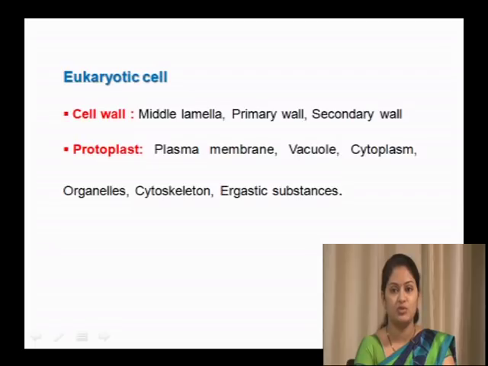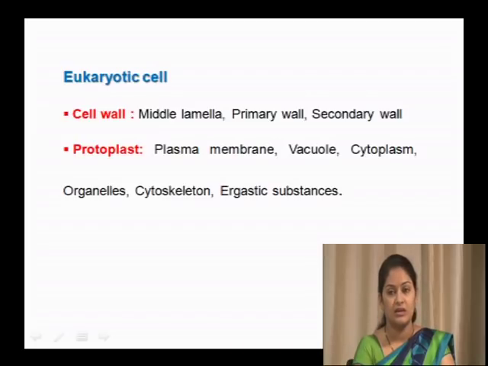Next component is protoplast. Protoplast is the entire living content within the plant cell, or a typical animal cell. When protoplast is considered, it has an outer covering living membrane called plasma membrane. In plants you can find a vacuole, which is surrounded by tonoplast, and it contains cell sap. In between the plasma membrane and tonoplast you can find the cytoplasm. Cytoplasm further holds the organelles, cytoskeleton, and ergastic substances.